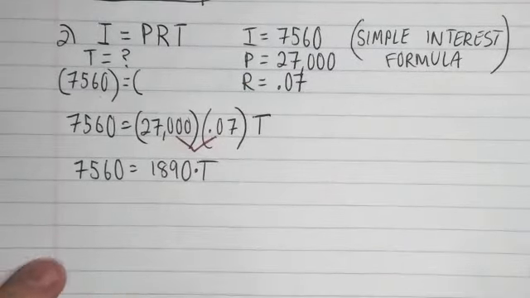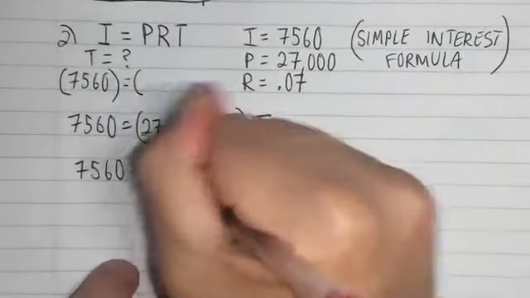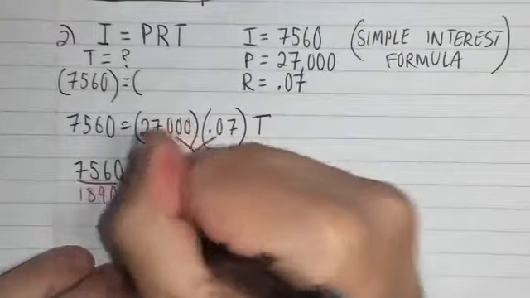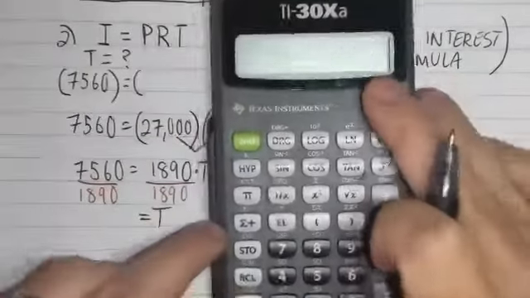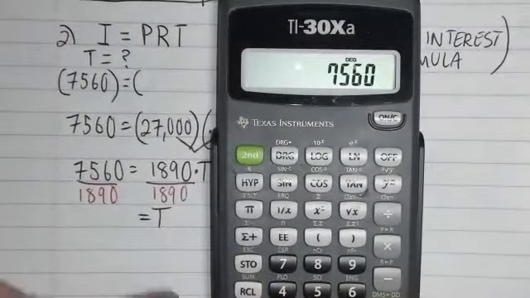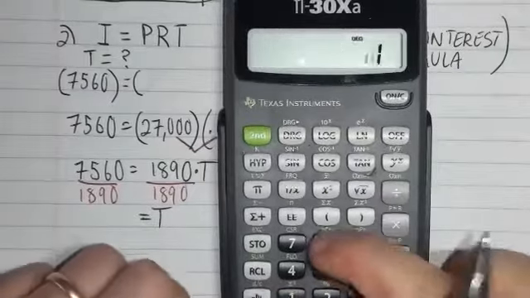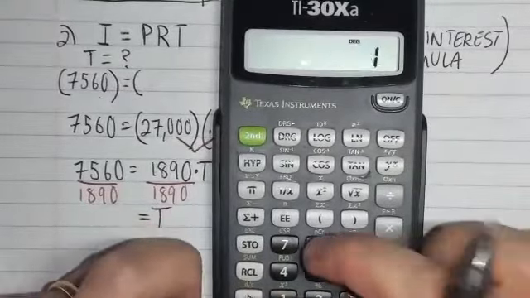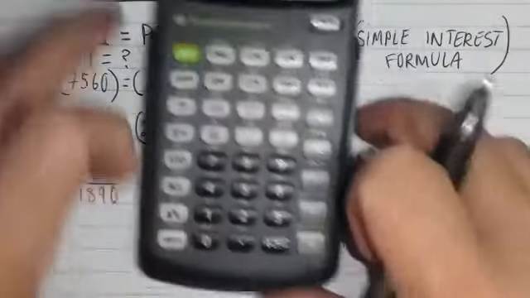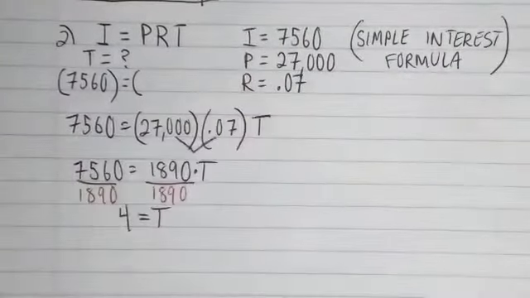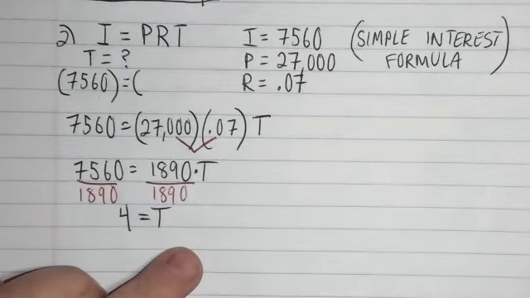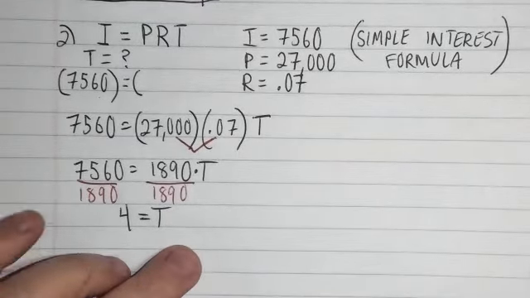In order to eliminate the 1890, because I want the T by itself, I'm dividing by 1890 on both sides. Another time where I'm going to get my calculator: 7560 divided by 1890. And my T, which is usually in years, means my time would be 4 years.